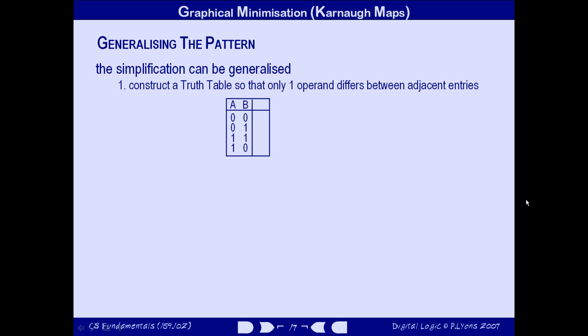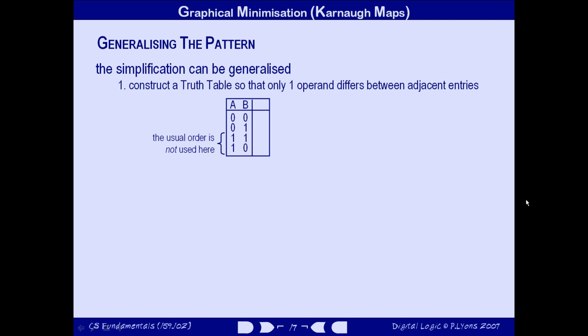First of all, we draw up a truth table. Only this is no ordinary truth table. Look at the values in the input columns. Whereas if we treated them as binary numbers, they'd normally read 0, 1, 2, 3, here they read 0, 1, 3, 2. Now, this is an essential feature of the technique, and the reason that it matters is that with this arrangement, each pair of adjacent input combinations is only one bit different from the next.